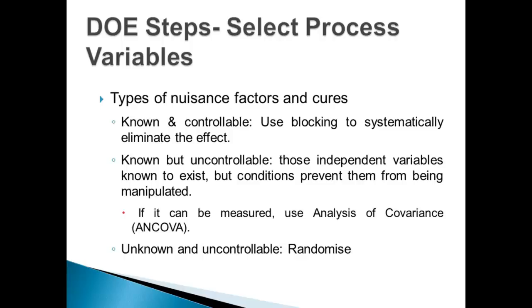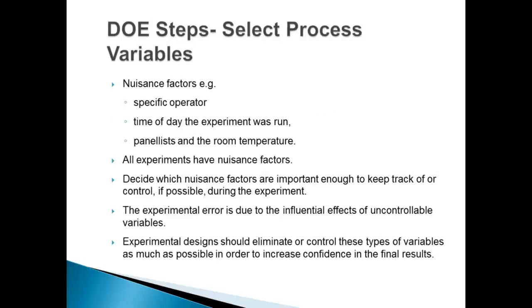There are some others, known but uncontrollable. These independent variables are known to exist, but conditions prevent them from being manipulated. If we can measure them, we go on and measure them, and then we deal with them as we go into the analysis using analysis of covariance. The unknown and the uncontrollable ones, we don't know about them. We may not even control them. We could randomize to deal with them.